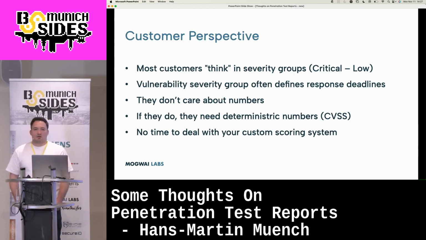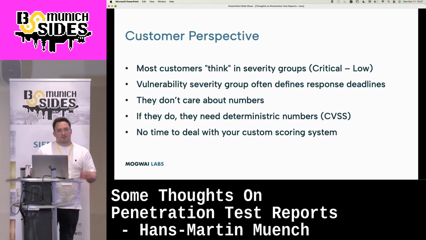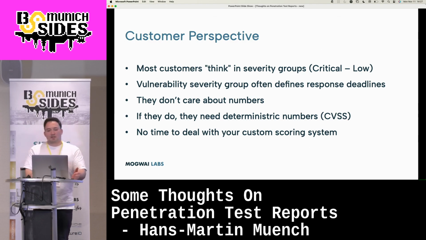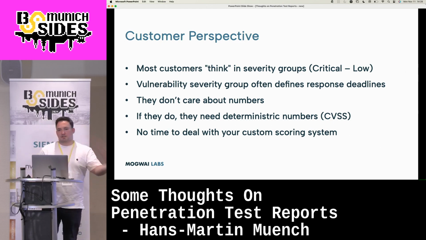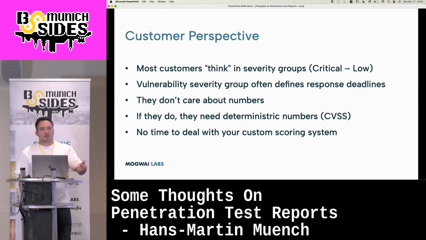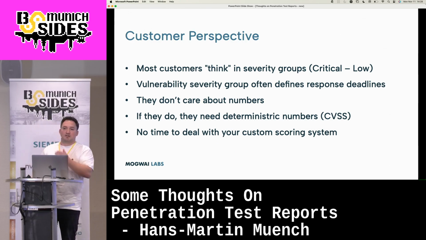If you think about how your customers actually treat that, they actually don't think in numbers here. They think about severity groups, like is it a low vulnerability, a high vulnerability, a critical vulnerability. The reason is that severity groups often define the response deadlines. Okay, if they have a high severity, they need to fix this in 2 weeks. If they have a medium one, they have 2 months, and they don't care if this is a 5.6 or a 5.9. It's not important to them.